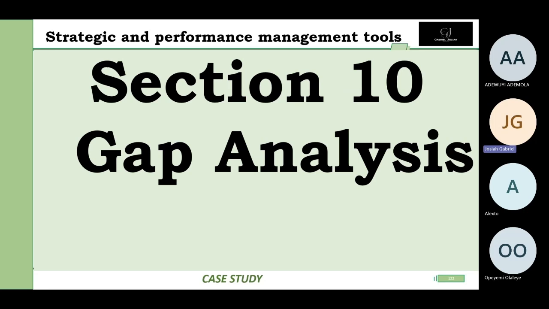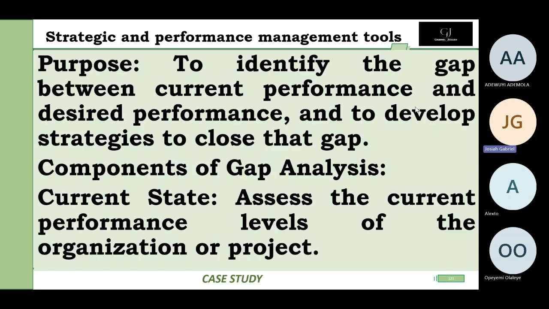Okay, so let's look at the next one, which is the 10th strategic management tool, talking about gap analysis. All right, so gap analysis helps us to identify the gap between current performance of a company and their desired performance. And it also helps us to develop strategies to close that gap. So gap analysis looks at where we are and where we want to be. What's hindering us from getting to where we want to be?